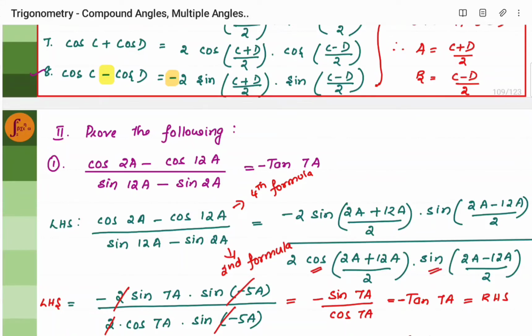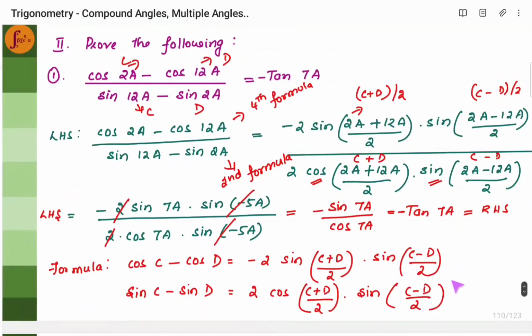Now substituting, this is our C and this is D. So C plus D by 2 is (2a plus 12a) by 2, and C minus D by 2 is (2a minus 12a) by 2. Similarly here also, C plus D by 2 and C minus D by 2. Now using these formulas, you will see that 2 and 2 will get cancelled, sin 5a and sin 5a will get cancelled, leaving sin 7a by cos 7a, which is minus tan 7a, since sin by cos is tan. So minus tan 7a is equal to the RHS. So these are the formulas that we have used here: cos C minus cos D and sin C minus sin D.